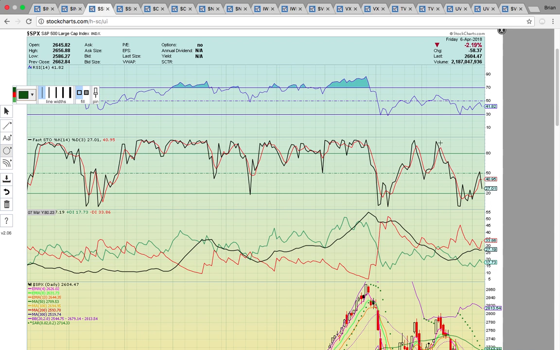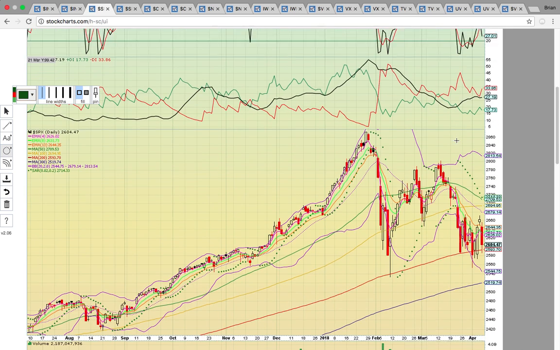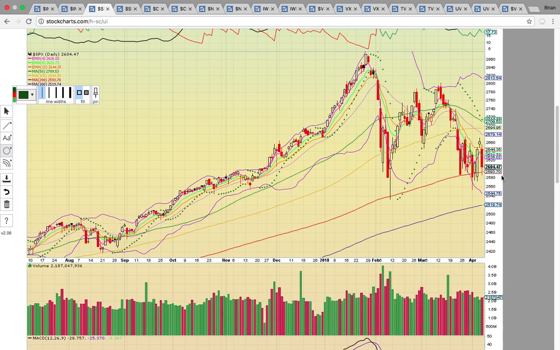For the S&P 500, as you can see here, it came down and it's bouncing off of the 200-day simple moving average. That's the red line down here.